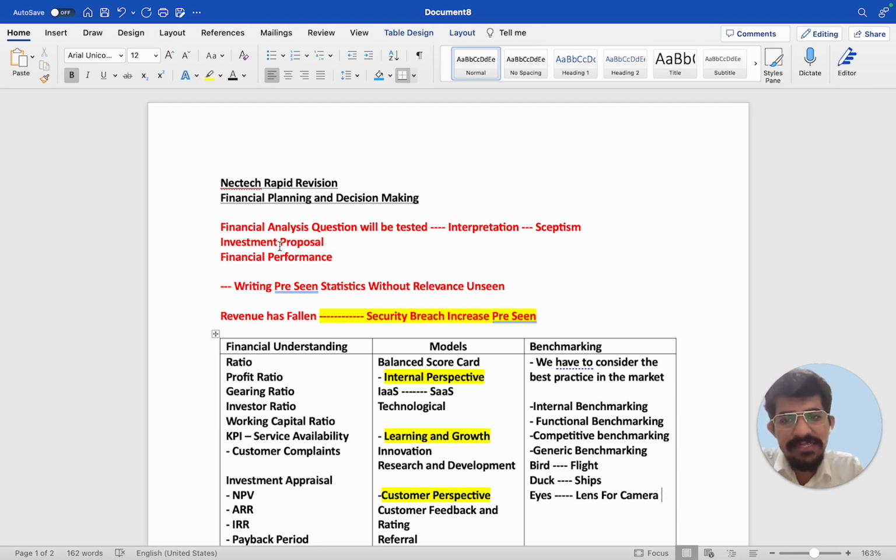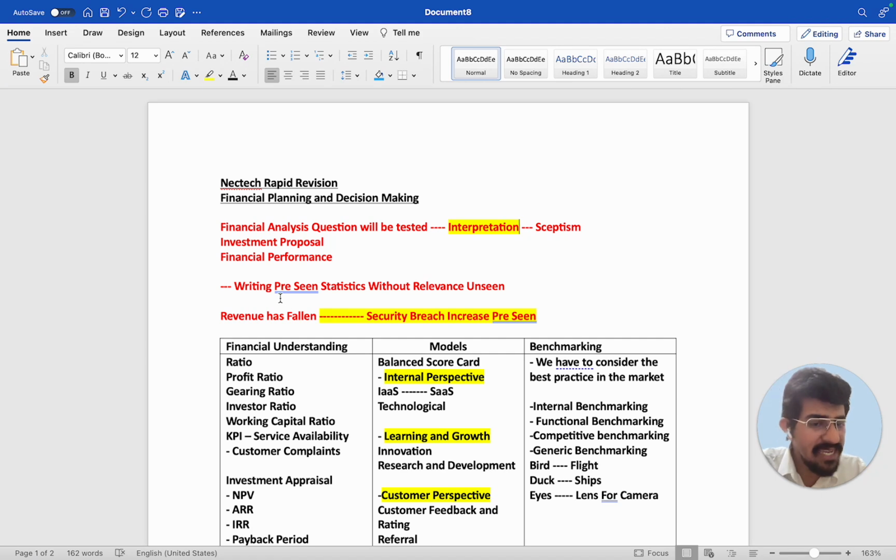Now students, understand it very well. This financial analysis question will be tested only on interpretation. It's not calculation, it's interpretation. That is effectively how you use your skeptical skill to think and give a point of view on the results. Now students, in the examination, definitely one question is possible on investment proposal, financial performance, anything can come.